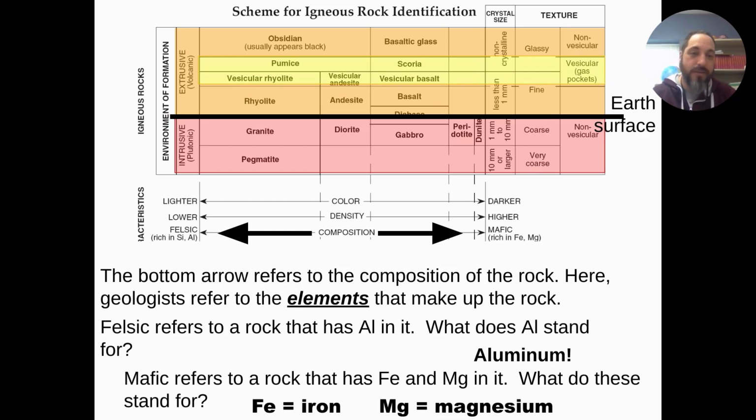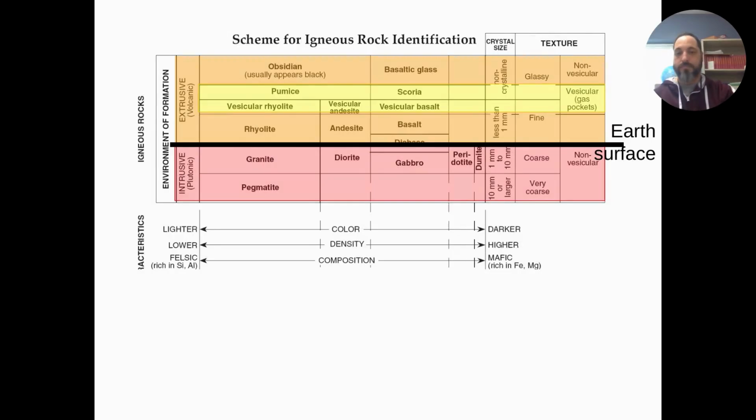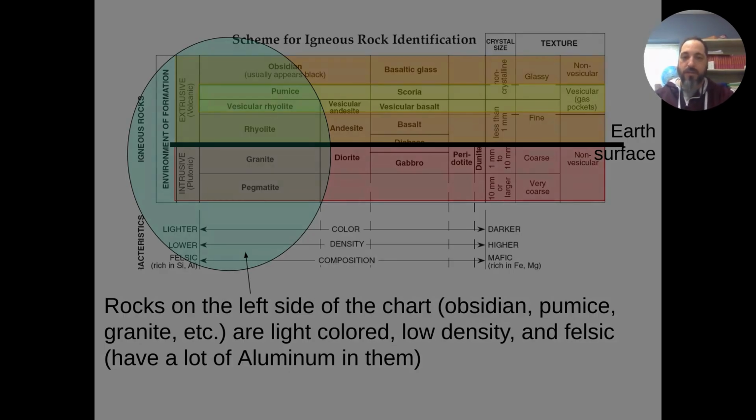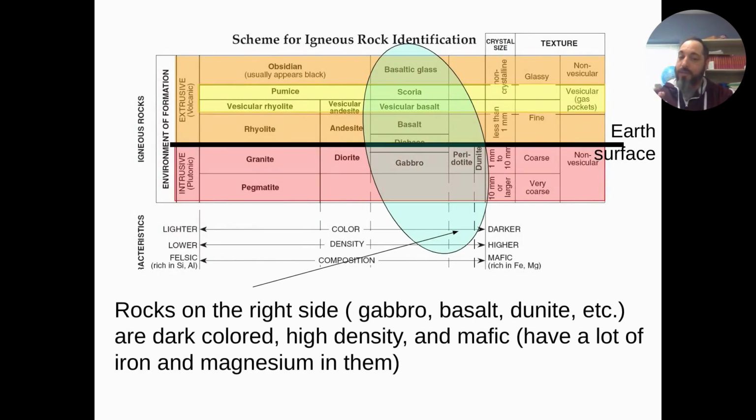That's why all these things kind of coincide with one another, right? A darker rock is going to be higher density and it's going to be rich in iron and magnesium, while a lighter rock is going to be lower in density and be rich in silicon and aluminum. So rocks on the left-hand side of the chart, obsidian, pumice, granite, are light-colored, low-density, and felsic. Whereas rocks on the right-hand side of the chart, gabbro, basalt, dunite, etc., are dark-colored, high-density, and mafic. So they have a lot of iron and magnesium in them.